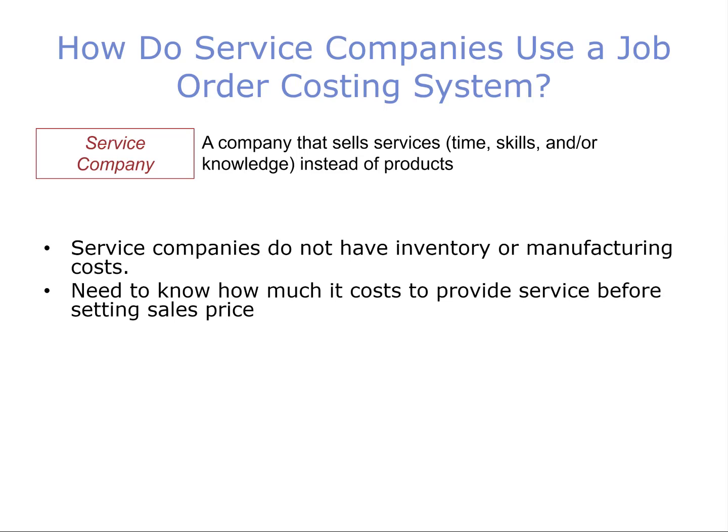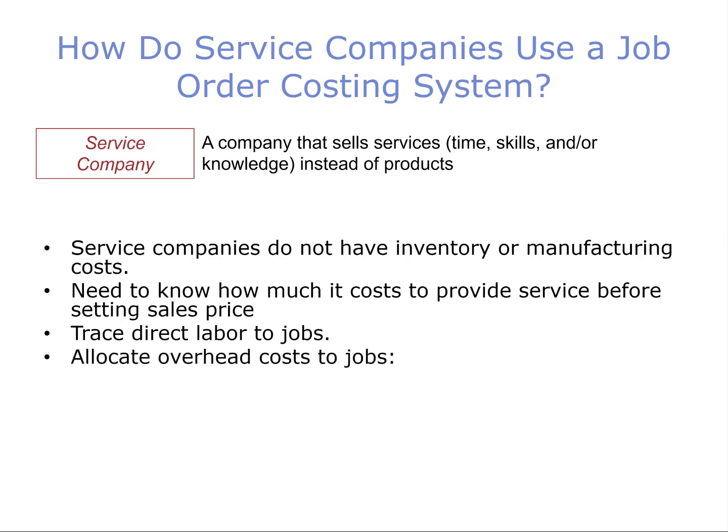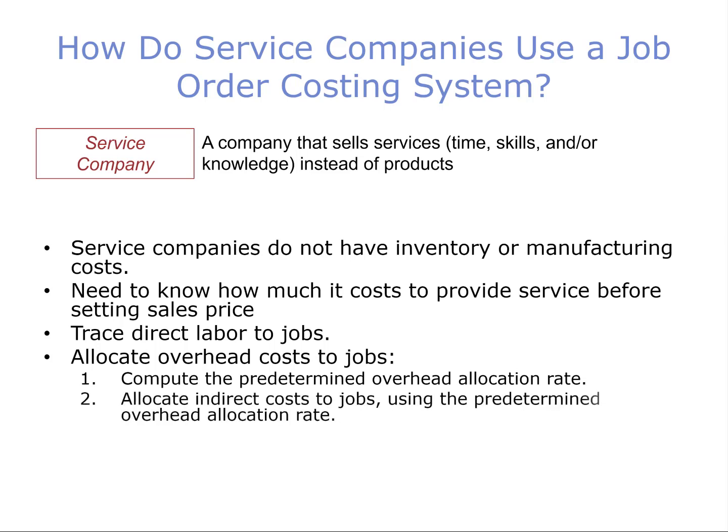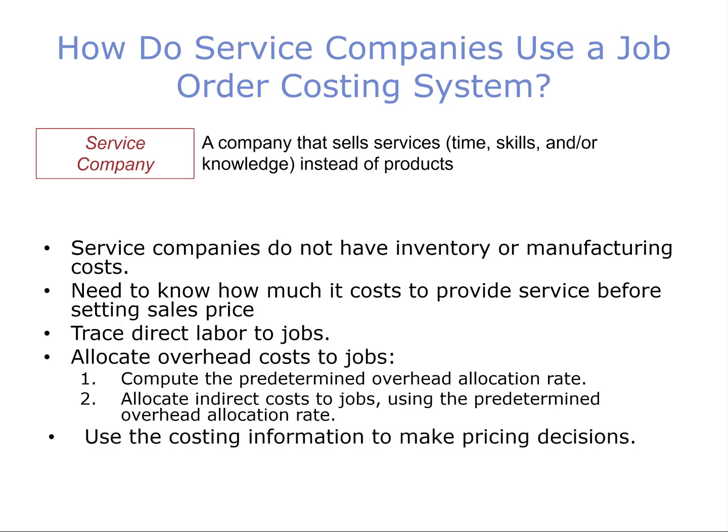But they still need to know concepts from this chapter because they need to know how much it costs to provide a service. If they don't know how much it costs to provide a service, how do they know what to charge their customers? In our example on the next few slides, we will first trace direct labor to a job, and then we will allocate the overhead, such as rent, office supplies, etc., by first computing the predetermined overhead allocation rate, like we did before, then allocating overhead to the various completed jobs. Then we will use the total cost of the job to help us determine the price we will charge for the job.